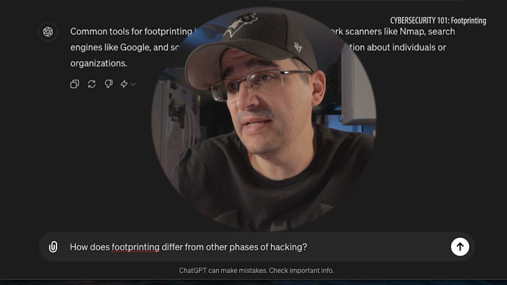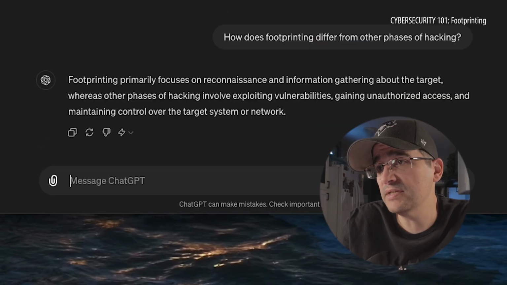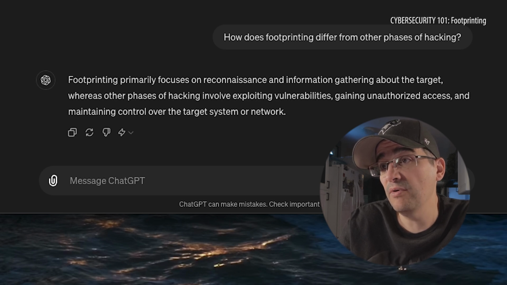How does footprinting differ from other phases of hacking? Footprinting primarily focuses on reconnaissance and information gathering about the target, whereas other phases of hacking involve exploiting vulnerabilities, gaining unauthorized access, and maintaining control over the target system or network. Okay, so I can see the difference. Sounds more like a covert operation. I say that right?